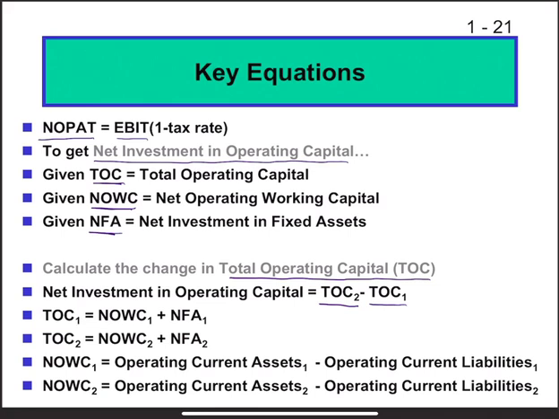How do we calculate TOC? We take our net operating working capital plus net investment in fixed assets. What is our net operating working capital? We take our operating current assets and we subtract from that our operating current liabilities. And again, we do this for the previous year and the most recent year, right? Because we are calculating the change from one year to the next.